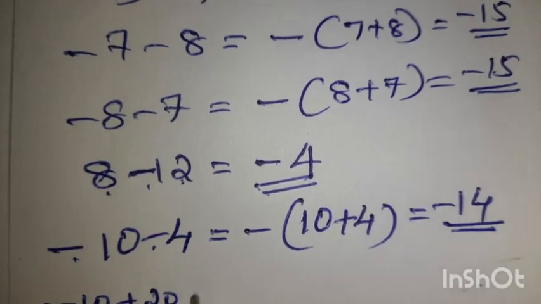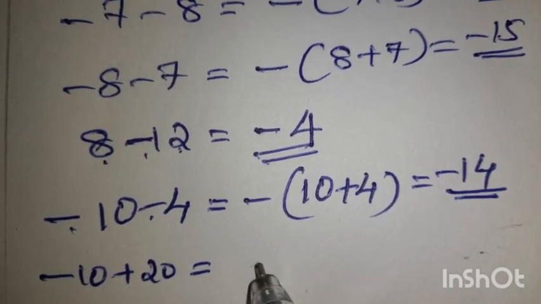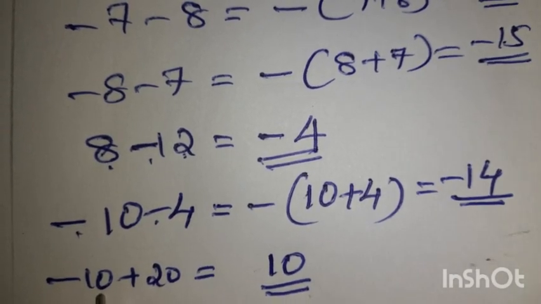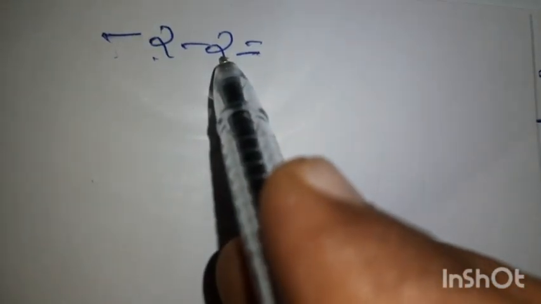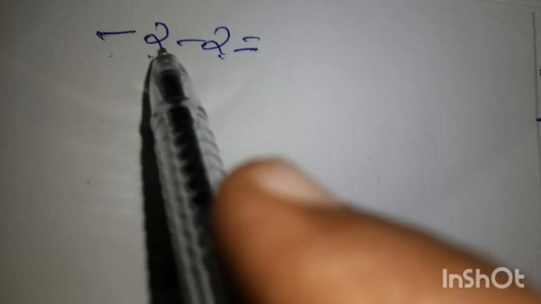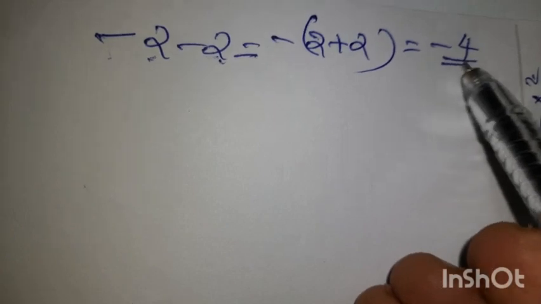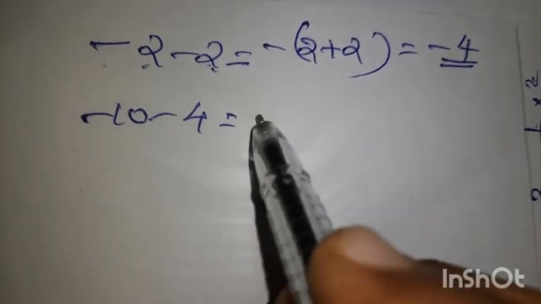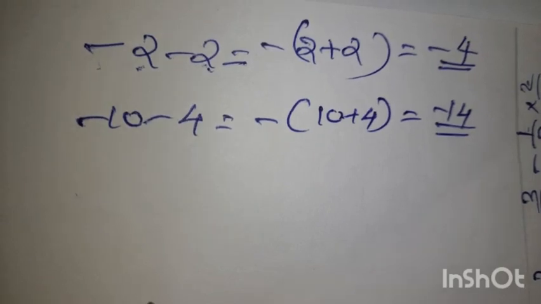Minus 10 plus 20. It is 20 minus 10. So the answer is 10 itself. Higher number to lower number you have to subtract. The answer you are getting is 10. Minus 2 minus 2. So two numbers with the minus sign should be added. So the answer is minus 4. Minus 10 minus 4. So minus of 10 plus 4. You are getting minus 14.